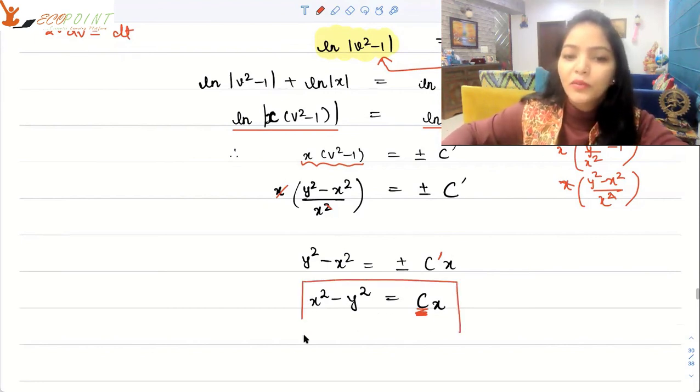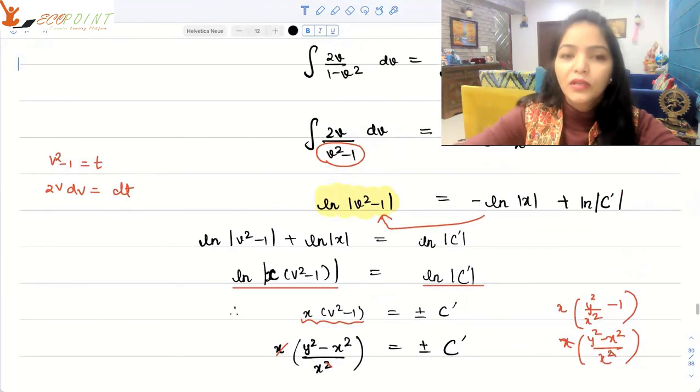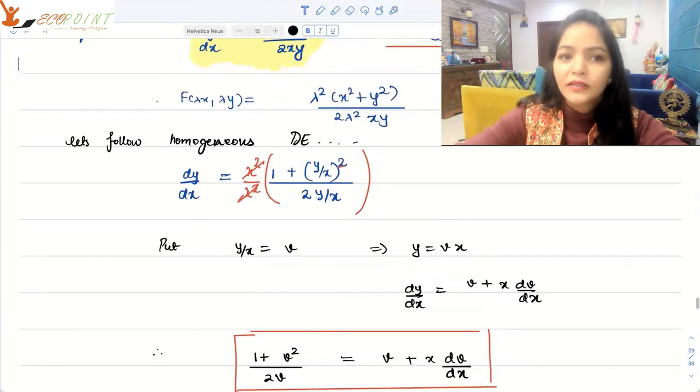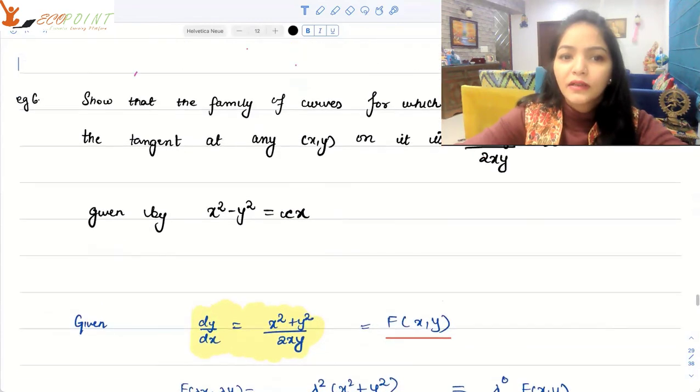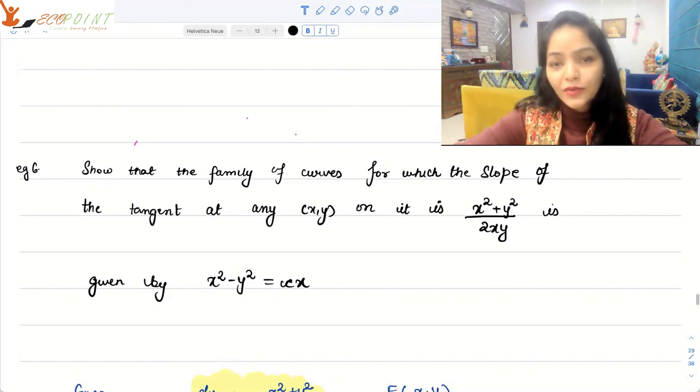And this is what we wanted to actually prove in this question. This is what was demanded of you. They had said to prove or show that the family of curves for which the slope of the tangent, that is dy by dx, is (x square plus y square) upon 2xy is given by x square minus y square equals cx. And yes, this turns out to be our solution as well.